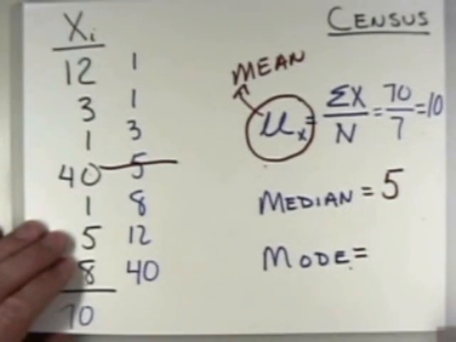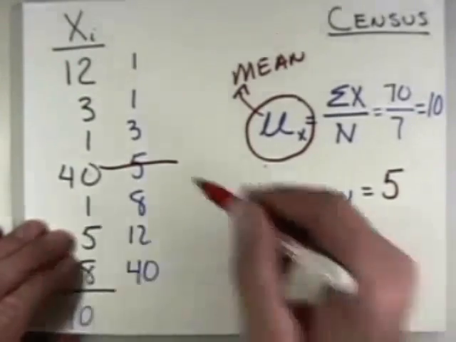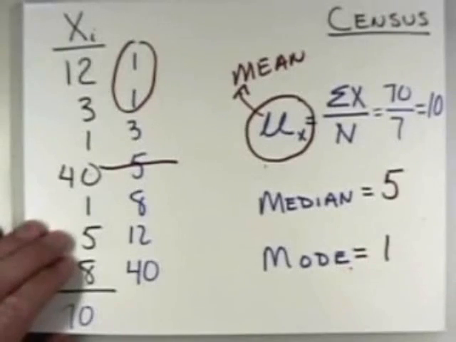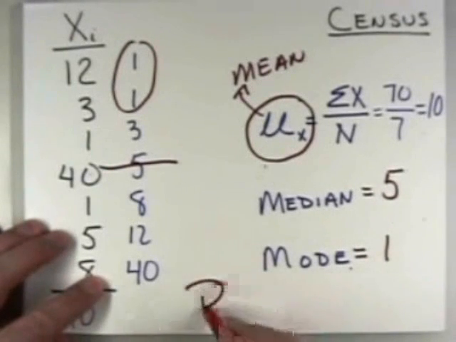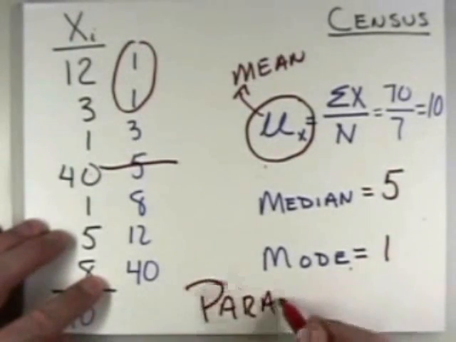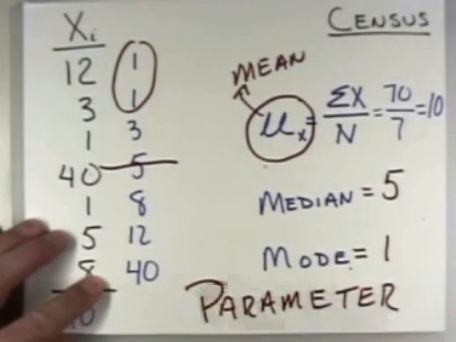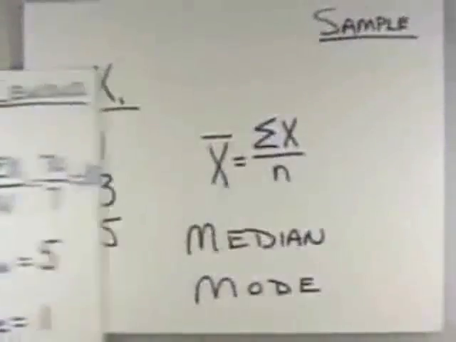The mode is the most frequently occurring value. There may be no mode. There may be more than one mode. In this particular example, the mode is 1. So these are called parameters. Again, a parameter is any result that is based on a census.